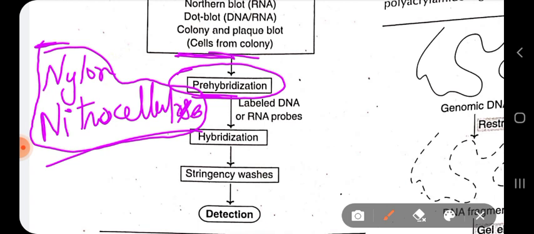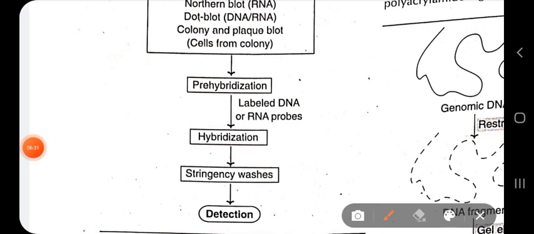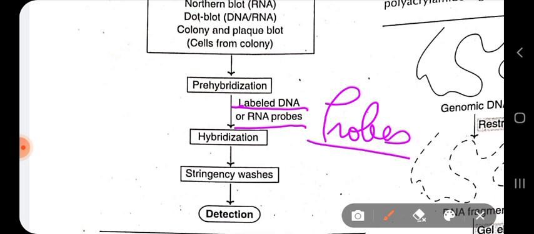Then we have to hybridize the sample DNA with labeled DNA probes. So we will use labeled DNA or labeled RNA probes. What are probes actually? Whether you are using a DNA probe or an RNA probe, they are stretches of single stranded DNA, or if you are using an RNA probe, stretches of single stranded RNA, which is used to detect the presence of our complementary nucleic acid sequence, which is your target sequence, by hybridization.